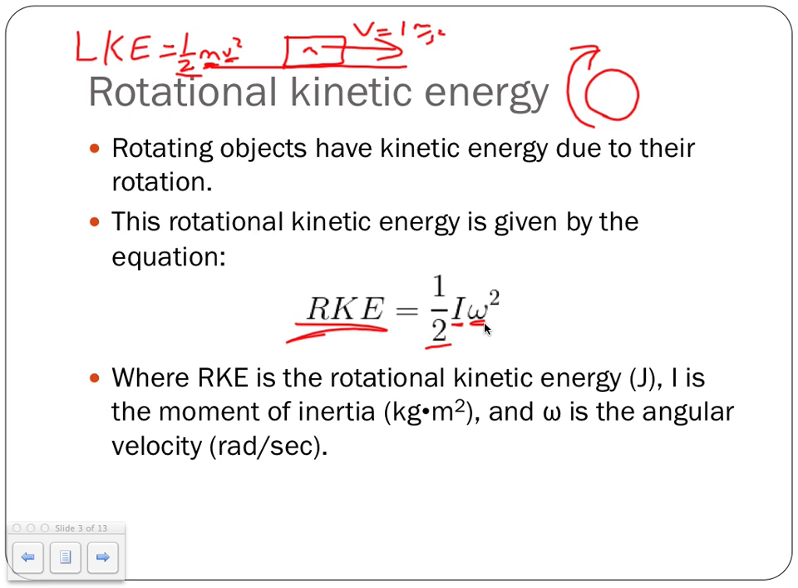Anything that's spinning, if we know how fast it's spinning, that's our omega, its rotational rate or angular velocity. The faster it spins, the higher the rotational kinetic energy. The higher the moment of inertia, the higher the energy too. So if you have two objects spinning at the same rate, with the same value of omega, one with a high moment of inertia and one with a low moment of inertia, the one with the higher moment of inertia would have a higher rotational kinetic energy. Just like if you have two objects moving at the same velocity, the one with a higher mass would have the higher linear kinetic energy. So it works sort of the same way.